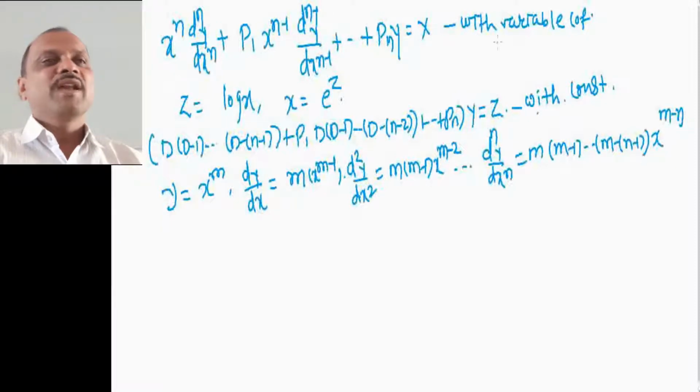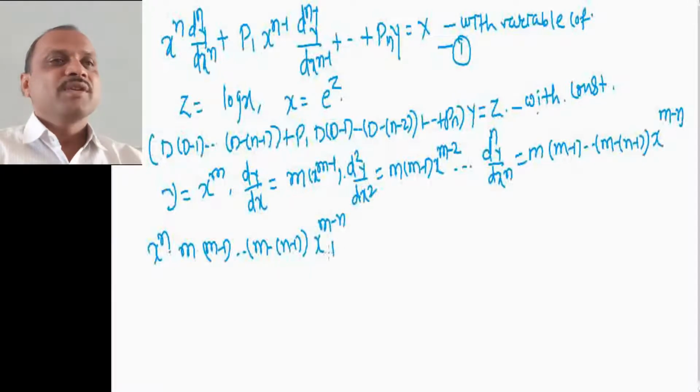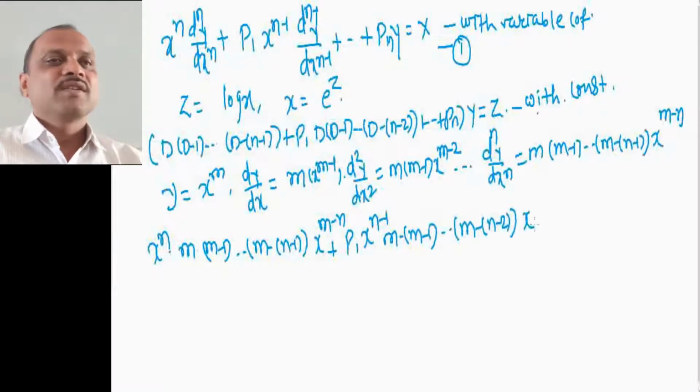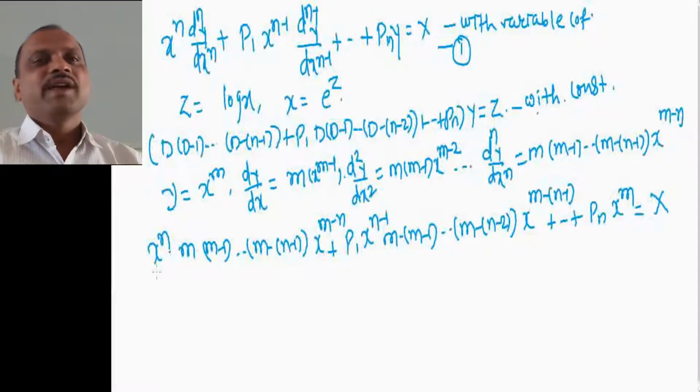So let us put these values in equation number 1. Then you can see here x raised to n into m into m minus 1 up to m minus n plus 1 into x raised to m minus n, plus p1 into x raised to n minus 1 into m into m minus 1 up to m minus n plus 2 into x raised to m minus n plus 1, plus up to pn into x raised to m equal to X.